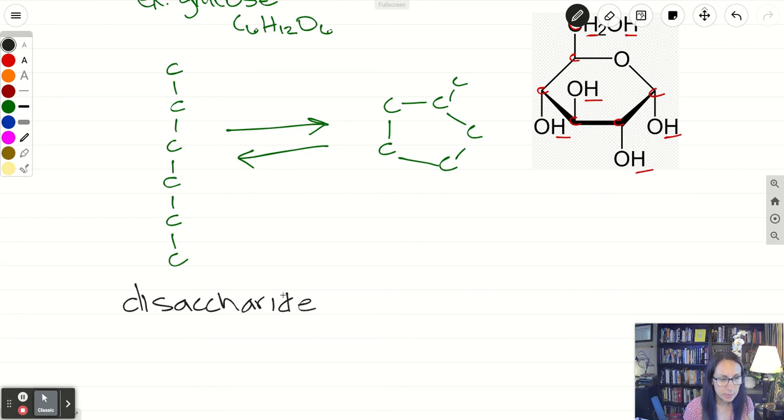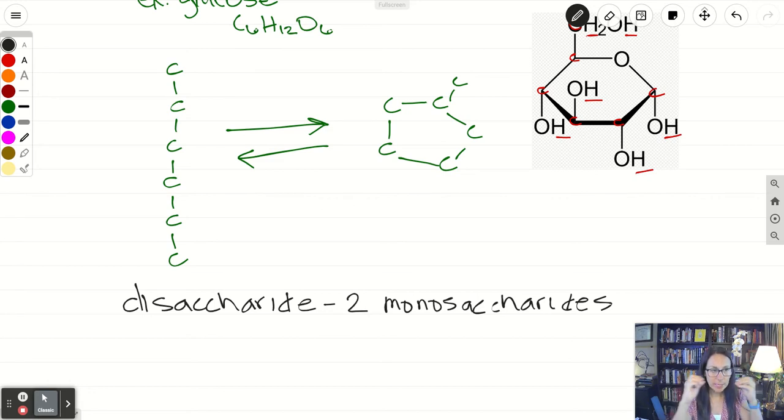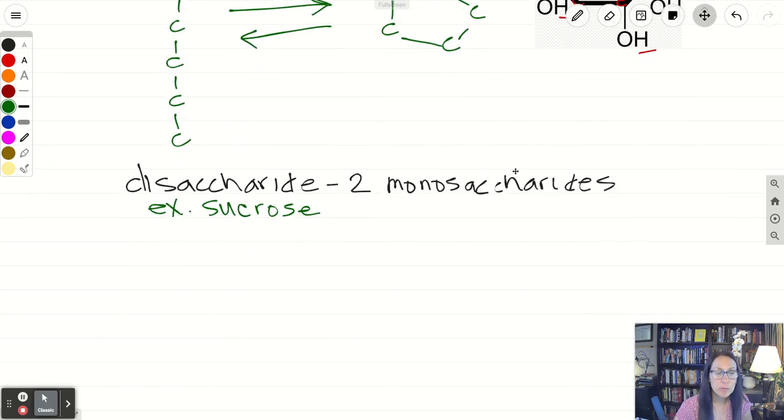And an example of a disaccharide, so I'm going to say there's two monosaccharides. They come together through a dehydration reaction and make a disaccharide. An example of this is sucrose. Sucrose is the sugar that you eat, like the sugar you add to your coffee every day. What sucrose is, is one glucose and one fructose, which is another monosaccharide, and the fructose and the glucose come together to make sucrose.